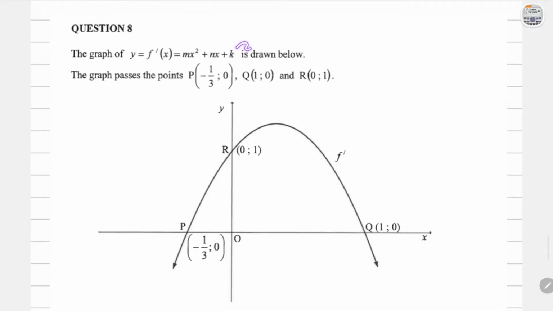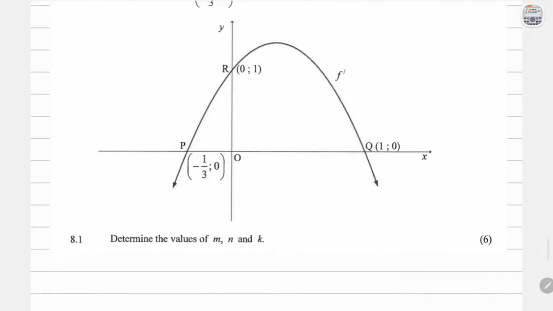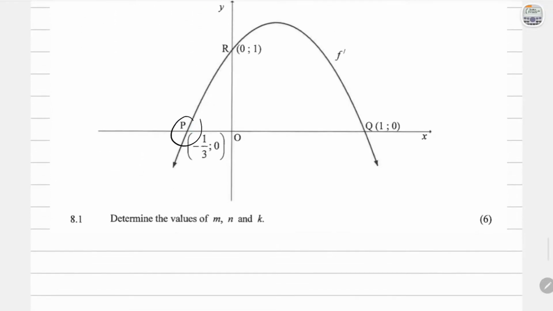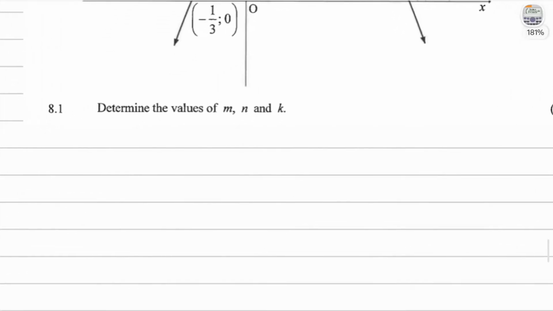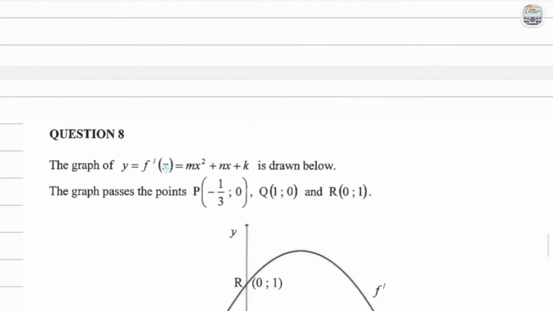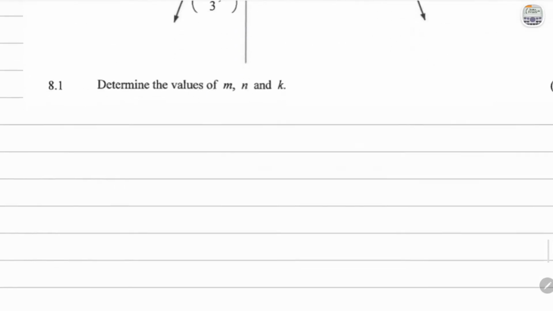Okay, so we need to find the equation of this parabola. Let's just look at what we have been given. We have been given a parabola with two x-intercepts and one y-intercept, which is just another point. So we can use the x-intercept form of a parabola's equation, which looks like this. And we can just follow what they called these. So they said mx squared plus nx plus k.